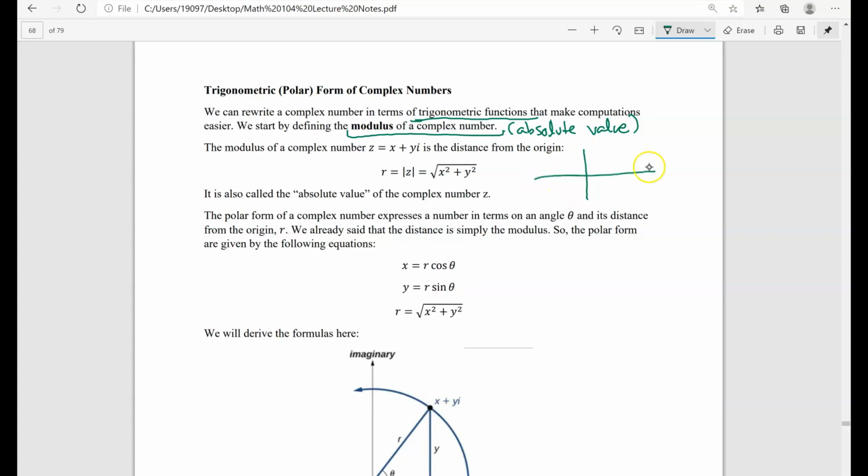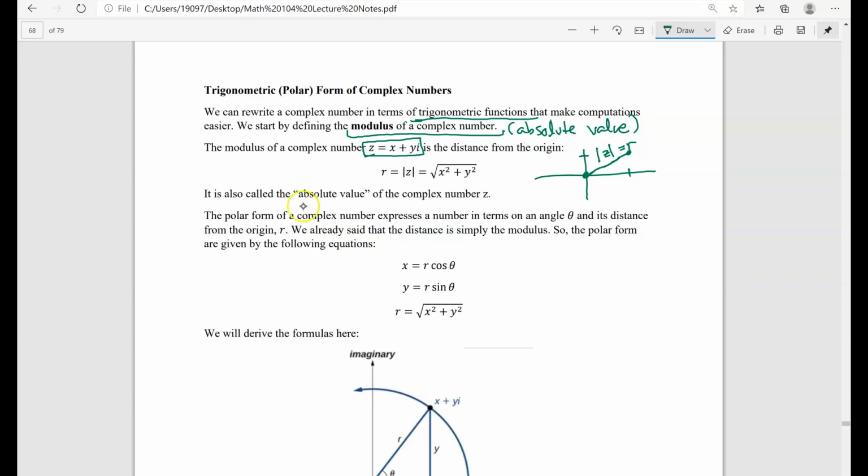So if I had an imaginary number right here, so here's the real part and the imaginary part, then the distance from the origin to that will be the modulus, and we symbolize it as the absolute value of z. And we also give it another name, which is r. So here, the way that you do it is that if you have this complex number in this form, x plus yi, then basically all you got to do is take the square root of x squared plus y squared. That's basically all it is.